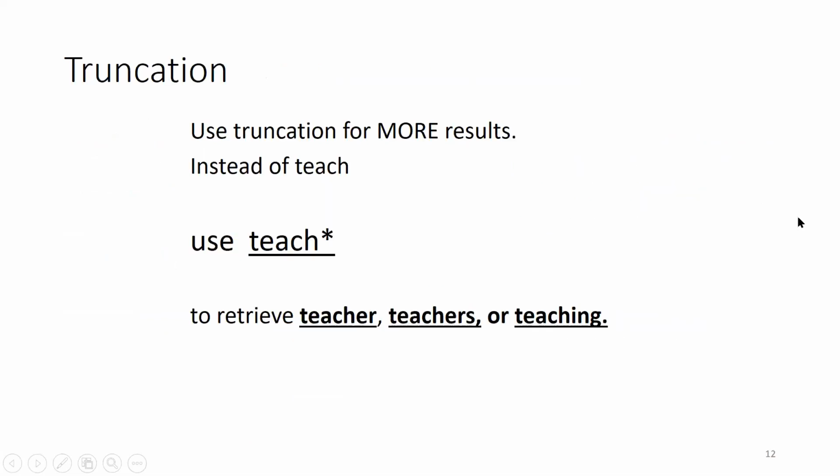There's also something called truncation, which you can use in the EBSCO databases; certain databases do this. If you put in an abbreviation, a root of the word, it'll retrieve all possible endings. So you do that by using the root of the word, like teach with an asterisk, and it will retrieve teacher, teachers, and teaching. So now we'll go back to Westlaw next.